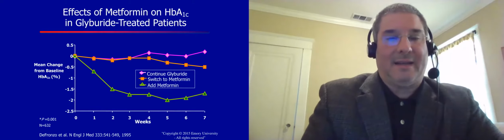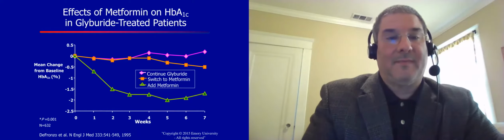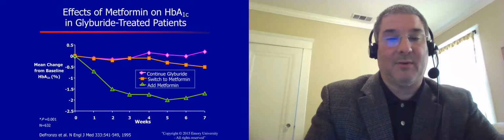If we do add, it's just that we add agents. We don't switch them. Here's an older slide showing that if you switch glyburide and metformin, the A1C stays the same. You have to add one agent to the other to continue to get the A1C improvement.